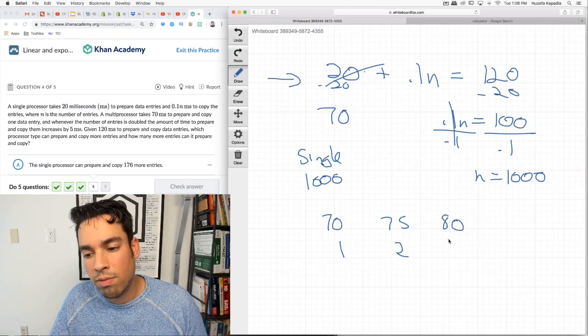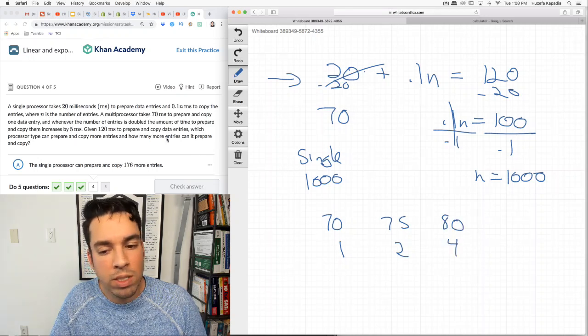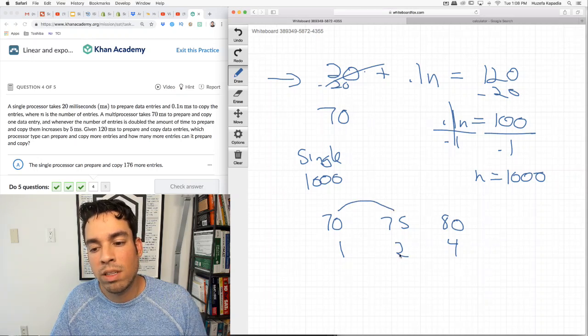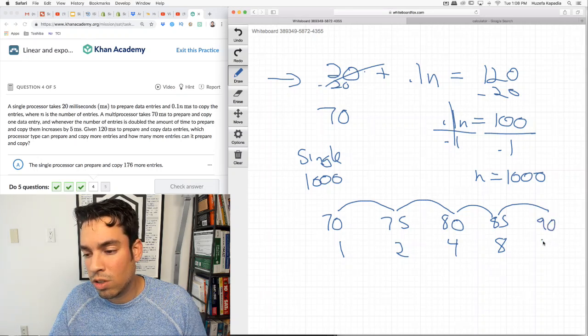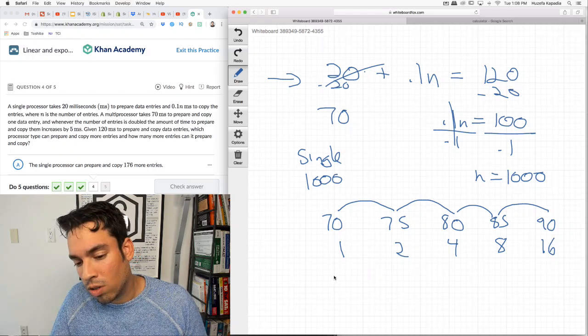80, we'd have 4. Right? I'm adding 5 milliseconds every time. So when I add 5 milliseconds, now I can do 2. I can double it. Now I can do another 5. I can double it. Now I can do another 5. I can double it. Another 5. I think I see now how I could have come up with an equation. But this is going to work.